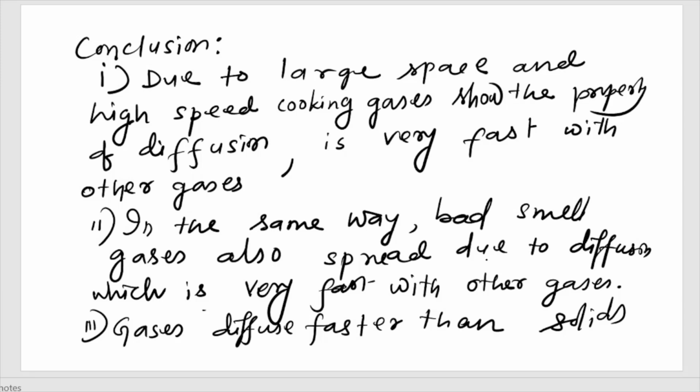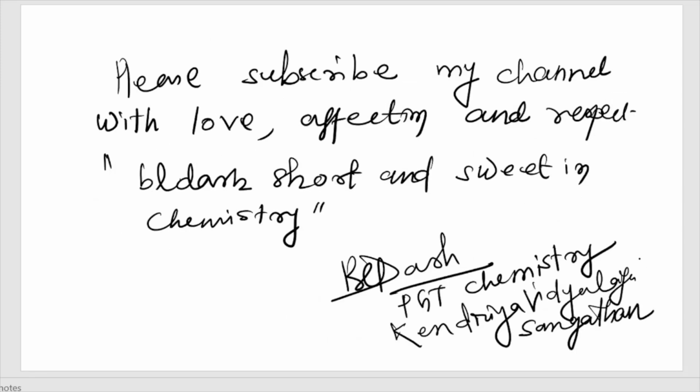Good smell spreads all over the room, all over the area, by intermixing with atmospheric air. Similarly, a bad smell gas also spreads due to diffusion, and the smell comes to different parts due to diffusion of gas. Gases diffuse faster than solids, and liquids also diffuse less than gases. So gases have more diffusion than liquids, and liquids diffuse more than solids. So this is the diffusion of any gas.